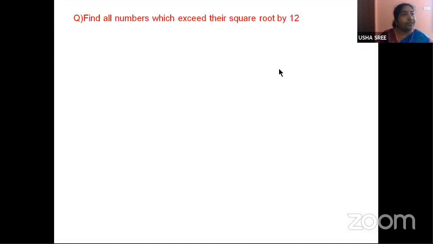Right. Now we'll see another example. Find all numbers which exceed their square root by 12. The numbers which are exceeding their square root by 12. Now we'll go with the solution. First we will take the number which we have to calculate. We have to calculate that number, isn't it? But we don't know what the number is. So we will assume that our number is x. So let x be the number required.